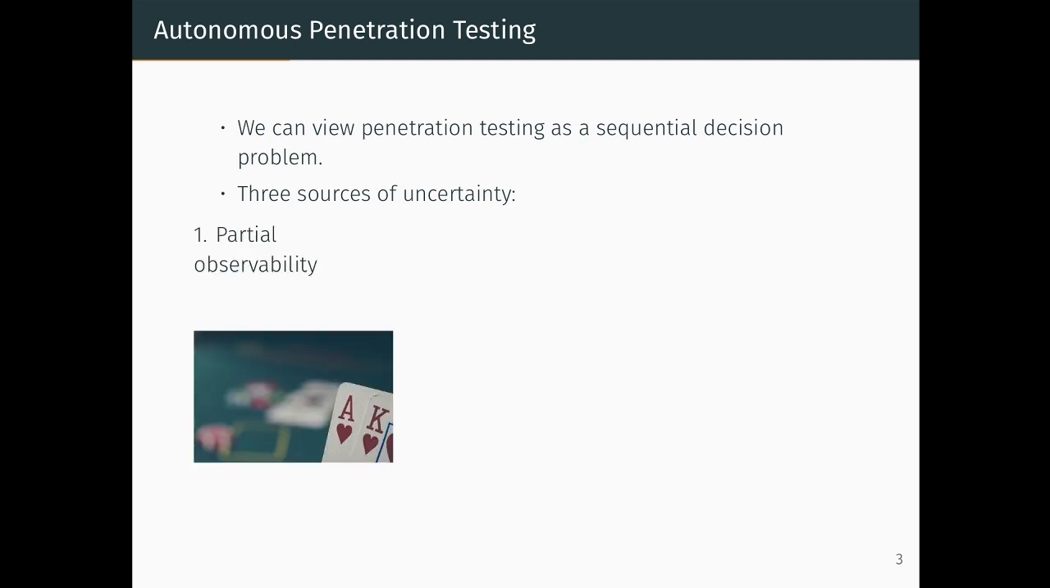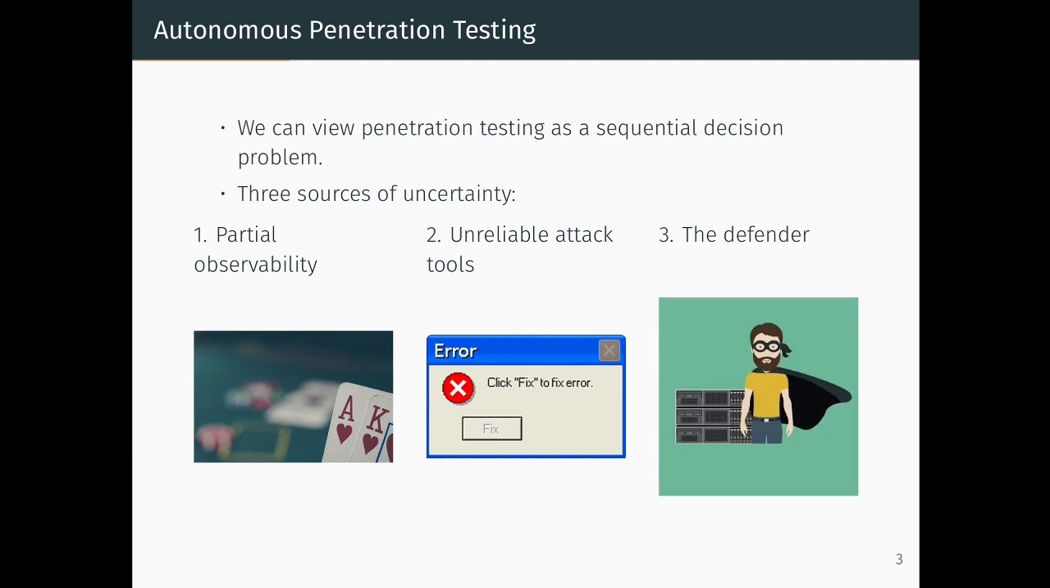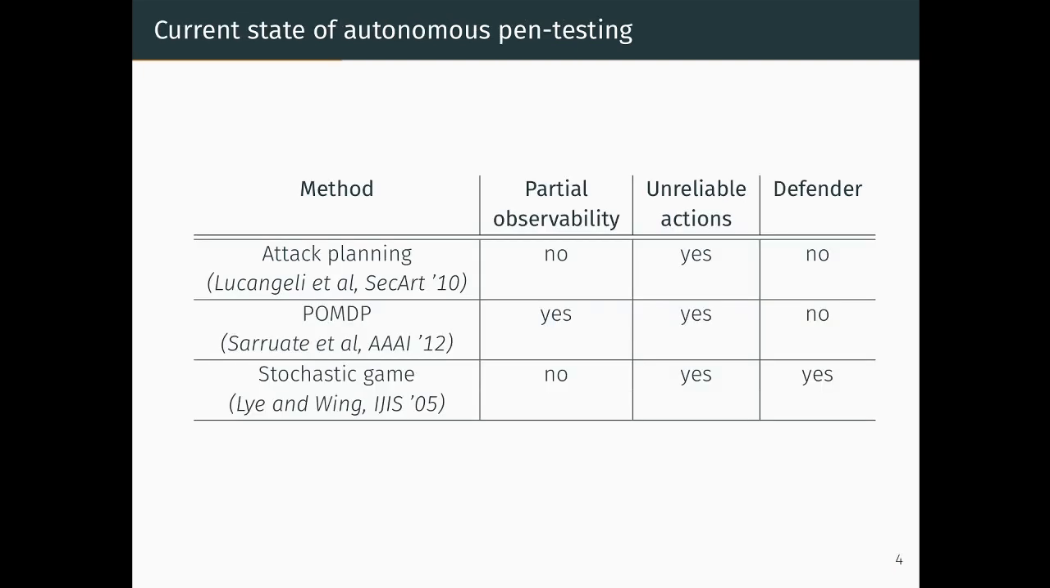Just as a poker player cannot see the cards in their opponent's hand directly, the pen tester may not have full knowledge of the network. The second is unreliable attack tools, resulting in uncertainty about the immediate outcome of a given action. The final source is the defender, specifically uncertainty from changes that the defender can make in the network that the pen tester cannot observe.